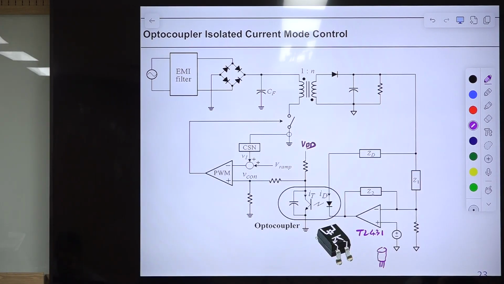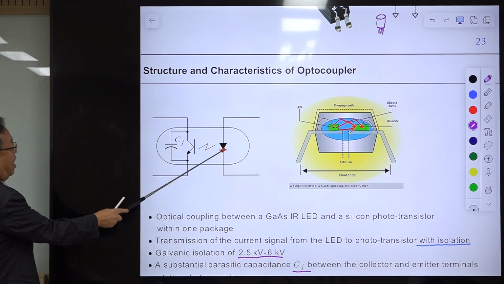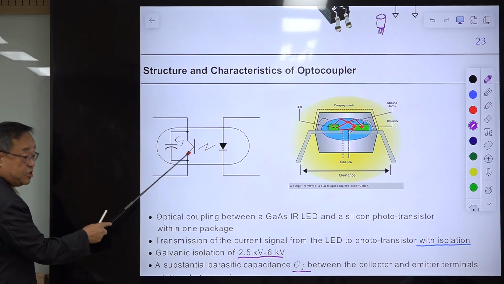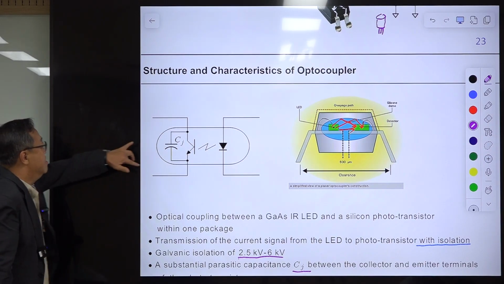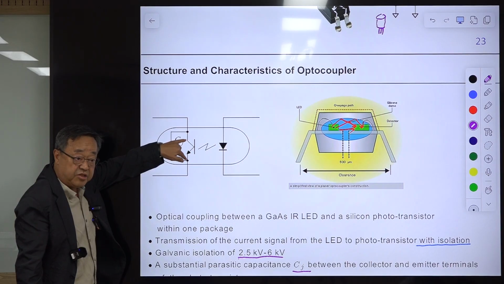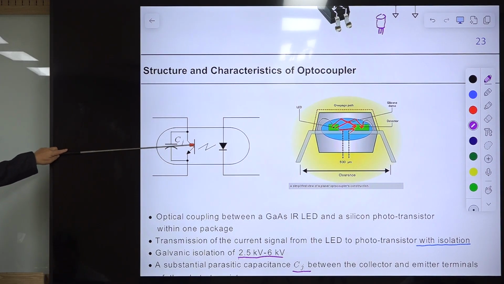So first we deal with this optocoupler. This is the structure of the optocoupler. This is the infrared diode. This is the phototransistor. And this is the parasitic capacitance CJ built into this phototransistor. This CJ is large compared to a conventional regular transistor. I'll explain the reason why. That can be a kind of problem when using this device.